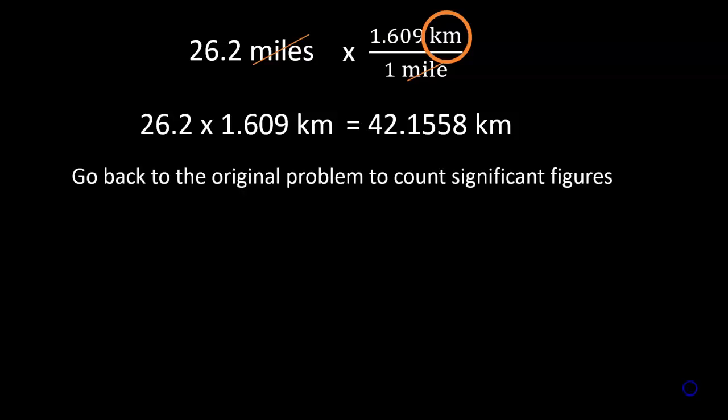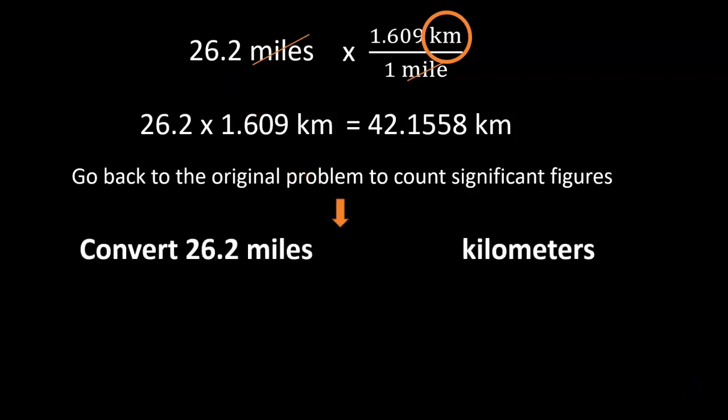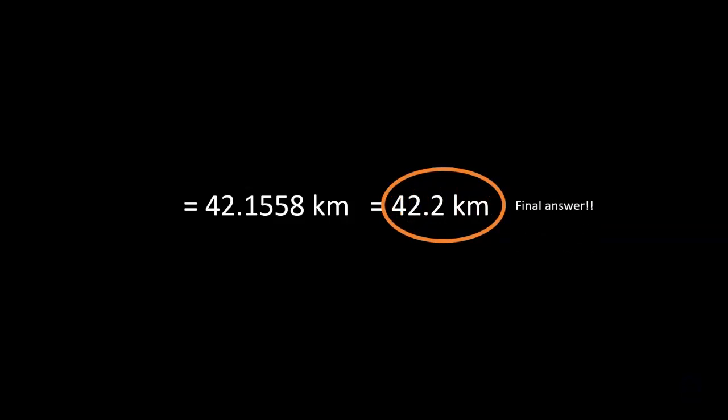for 42.1558 kilometers. We have to go back to that original problem with the significant figures. If you remember, we were converting 26.2 miles to kilometers. How many sig figs do we actually have in the original problem? That would be 3. And so if we take our number that we got in our calculator, 42.1558 kilometers, and convert it to 3 sig figs, we have 42.2 kilometers. Now, this is rounding, and if you're struggling with rounding, you should go find our video on rounding. Okay, so 42.2 kilometers is going to be our final answer.